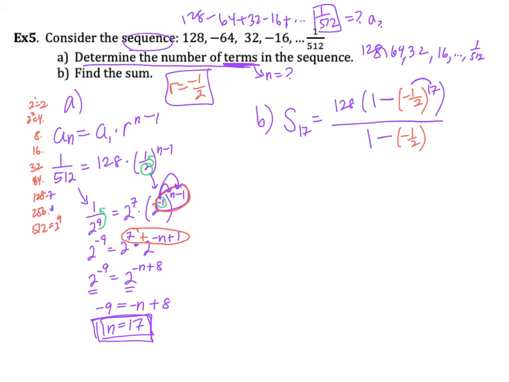A negative value raised to an odd exponent is going to make that overall number negative, and then 1 minus the negative is going to change it to positive. So try this on your calculator. Pause, don't look at my answer. Maybe pause your video and then try it.